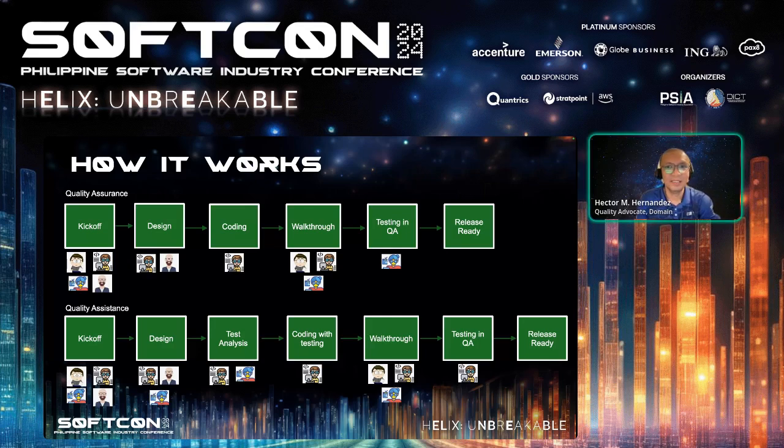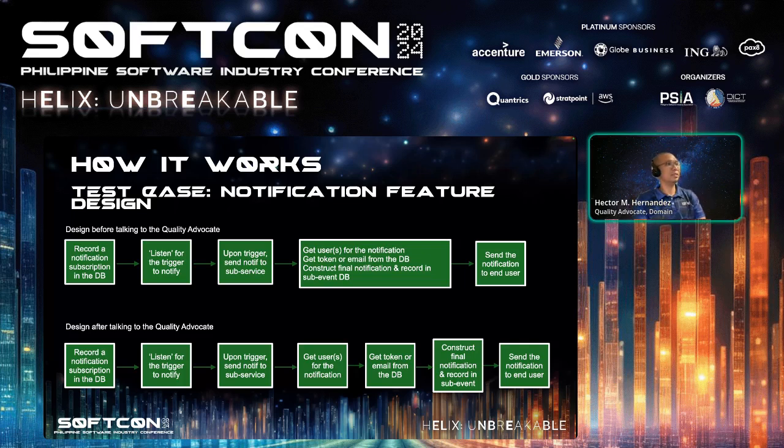Okay. So here's a notification feature test case. This is an example. It is design. So this is part of designing. This is the quality advocate talking to an architect or talking to a senior engineer trying to design the feature. The design before talking to the quality advocate, you can see there that the boxes, you can read it one by one. Let me give you a focus on the fourth box, the biggest box up top.